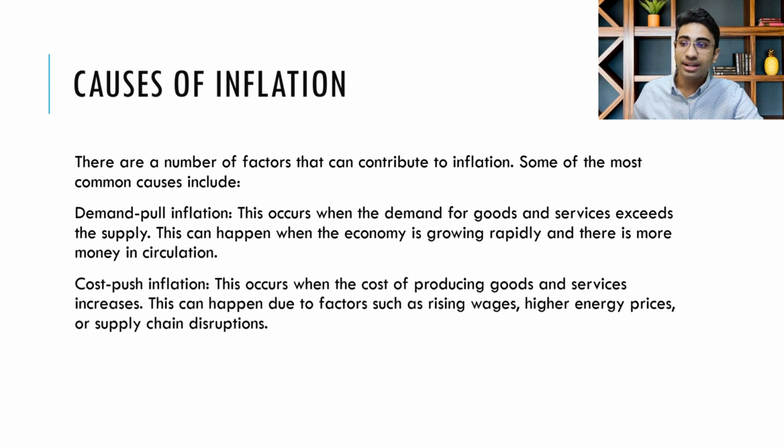The next one is cost push inflation. This occurs when the cost of producing goods and services increases. So when the raw material prices of a commodity increase, this rise in prices of raw materials is passed on by the seller to the consumer through the price, and hence we have to pay more for the same exact good. This can happen due to factors such as rising wages, higher energy prices, or supply chain disruptions.